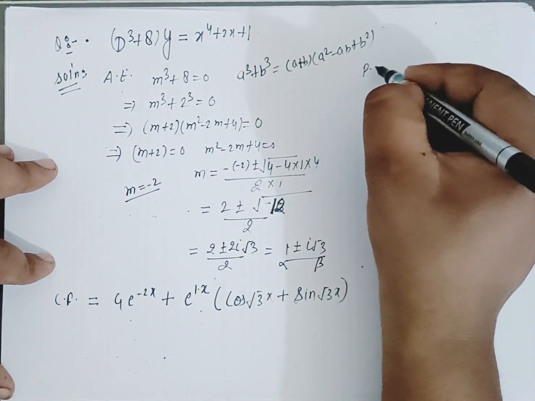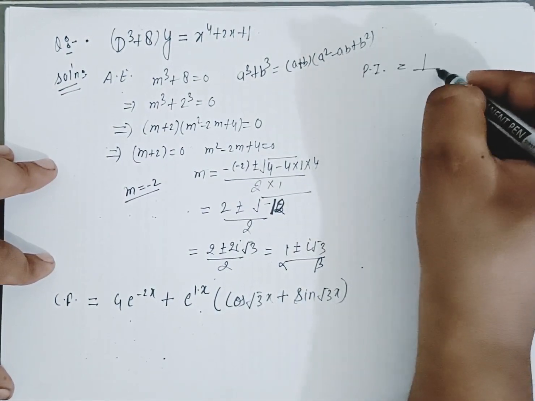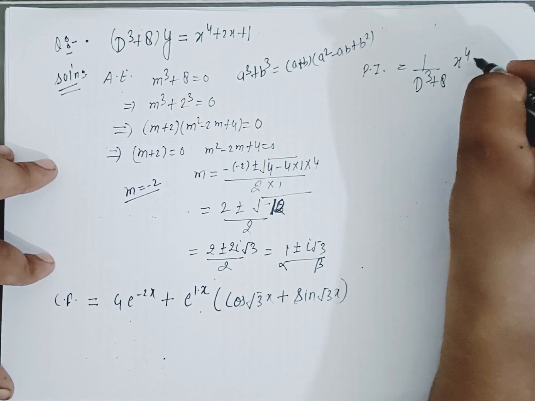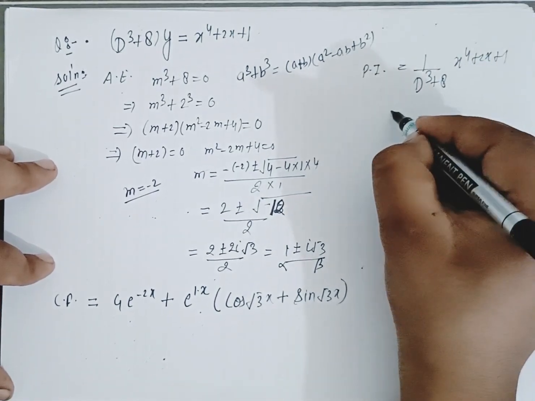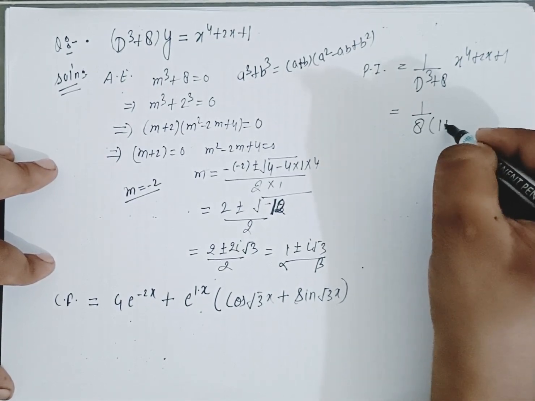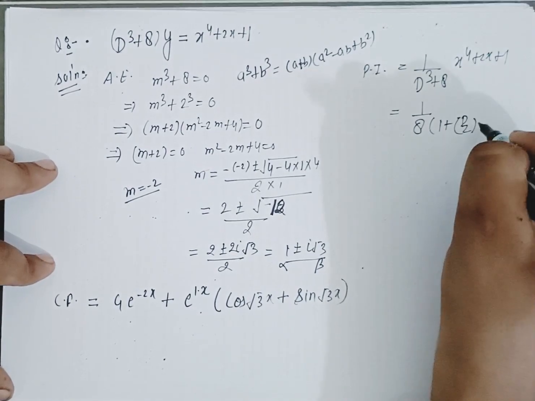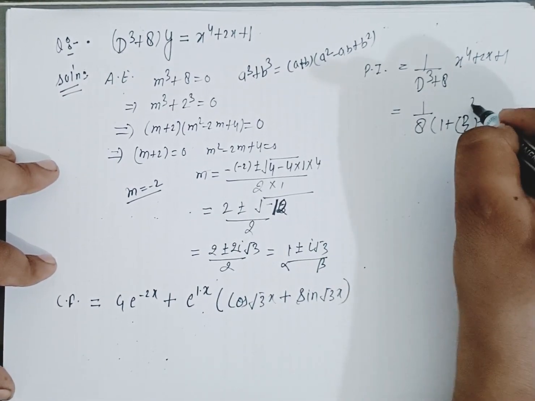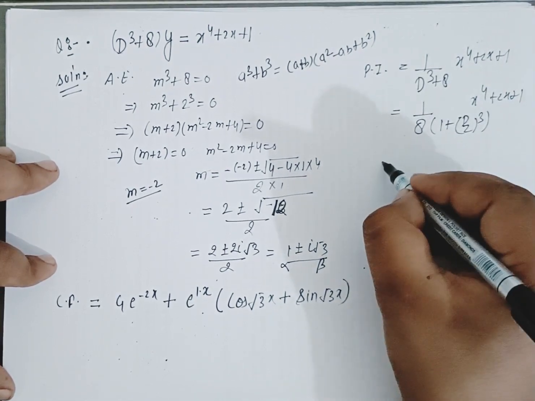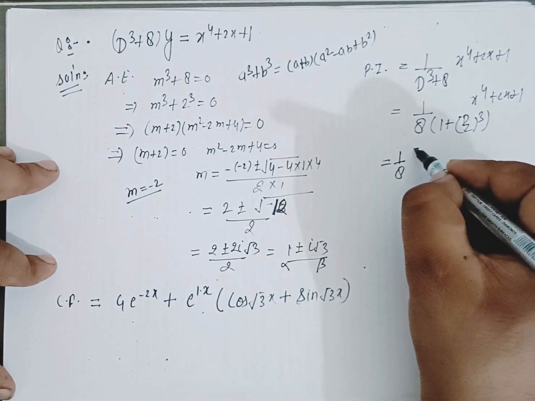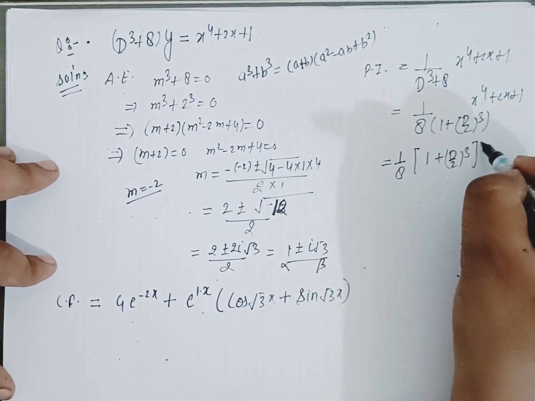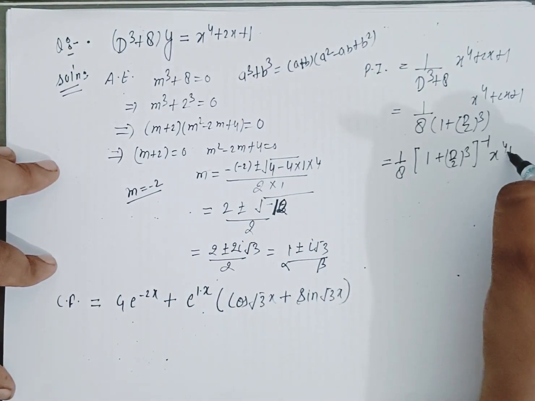Now for the particular integral, we find it as 1 upon D to the power 3 plus 8, acting on x to the power 4 plus 2x plus 1. We take the lowest degree term as common, that is 1 upon 8. So it will be 1 plus D by 2 to the power 3, acting on x to the power 4 plus 2x. We have a biquadratic polynomial of degree 4 here, so we write 1 upon 8 times 1 plus D by 2 to the power 3, to the power minus 1.